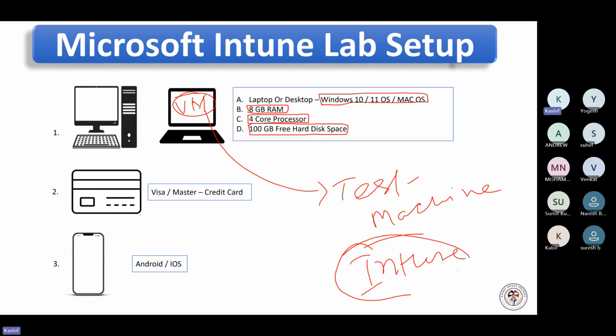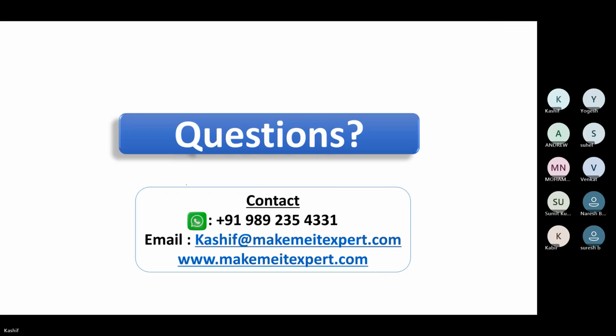Second, you need to have a credit card or debit card, either Visa or Master, to create the Intune subscription. Third, you need to have an Android or iPhone. So these are the things which are required for you to do the practical. You will create your Intune subscription and a Windows 10 lab machine, and on that machine we will be testing all the policies from Intune. That's the minimum requirement, guys.